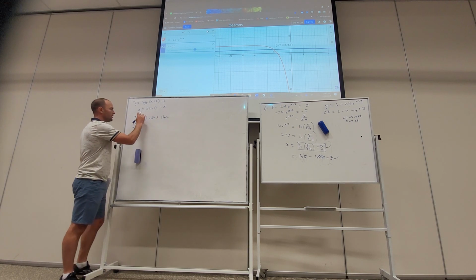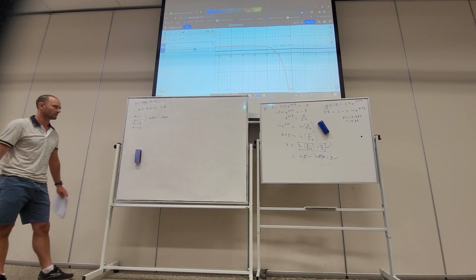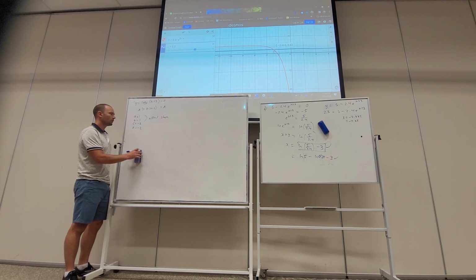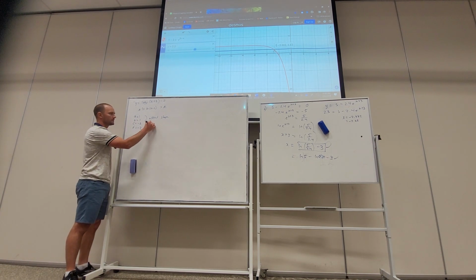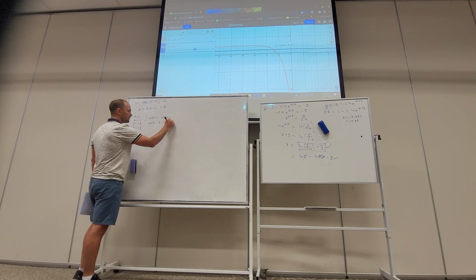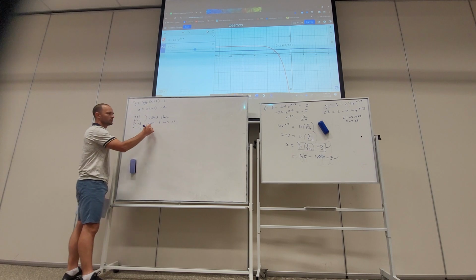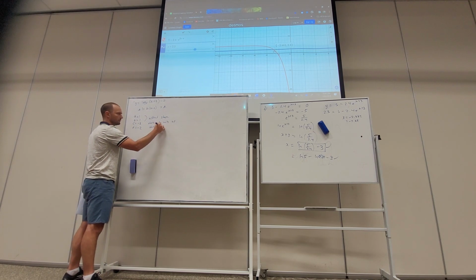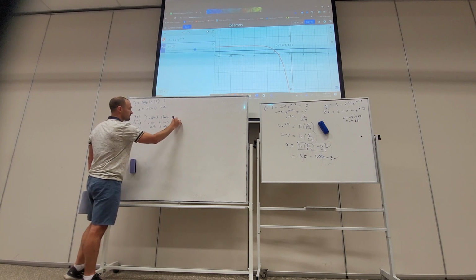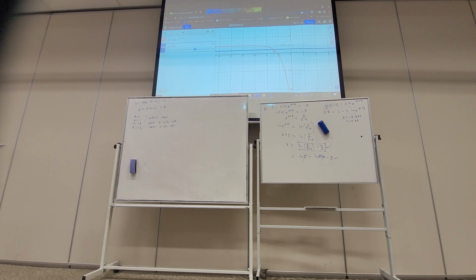A is on the vertical axis, B on the horizontal axis. C, we've got minus 3, shifts it 3 units left. And this minus 2 shifts it 2 units down. So that's what A, B, C, and D do.